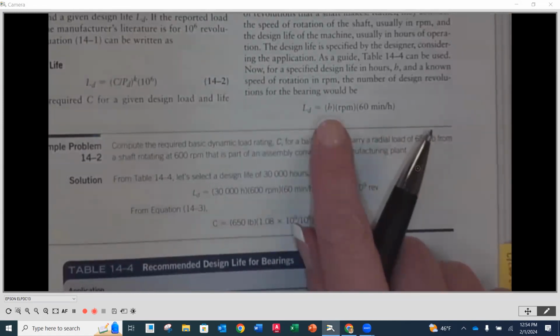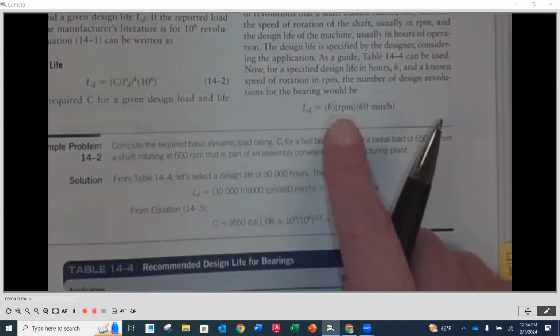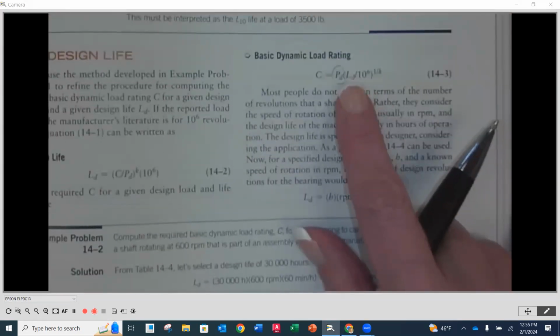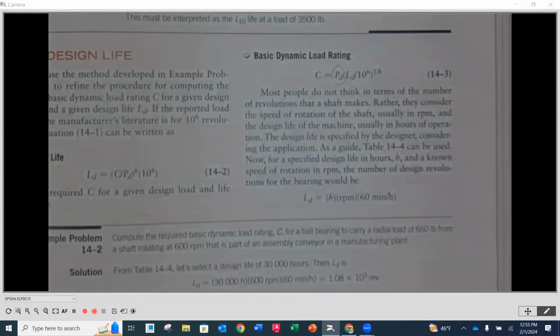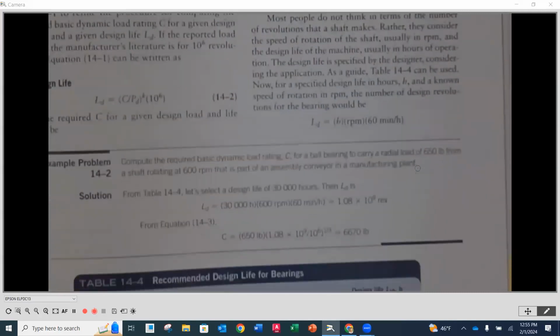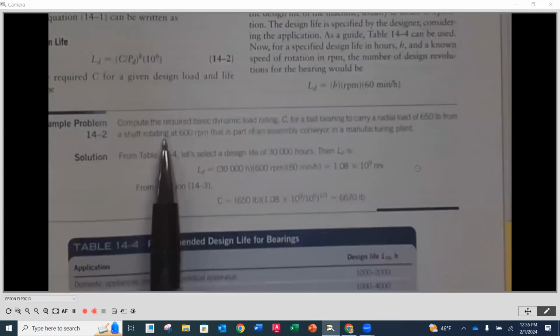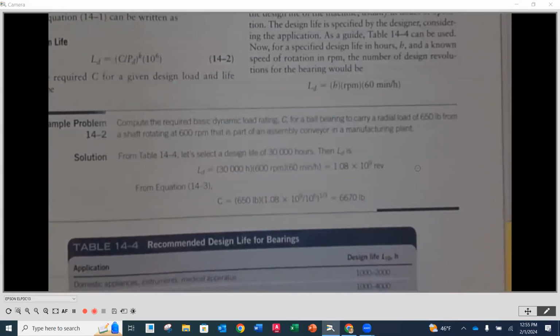So we're going to go from hours, we're going to multiply it by however many RPM there are, so that we can get the revolutions to put into this equation, because we're going to need revolutions for that one. So let's do an example here to see how these two equations are related. Example 14.2, this is another one for your practice problems.